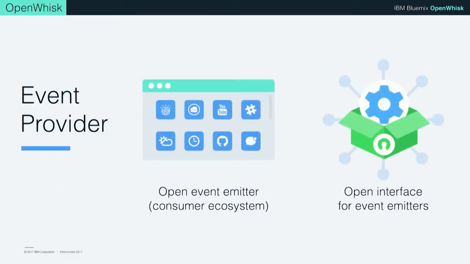Of course, the heart of a system like Whisk is events, the event ecosystem. There's an open interface for event emitters within Whisk, so we can plug in new event providers. Through the community with Apache OpenWhisk, we're building out a library or an ecosystem of event providers that know how to generate events and feed them into OpenWhisk to act as sources for the functions that you're implementing.